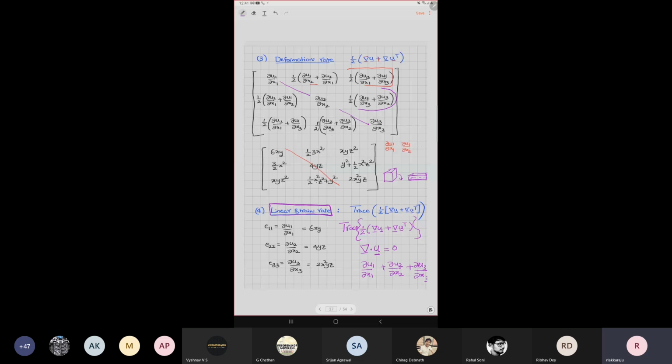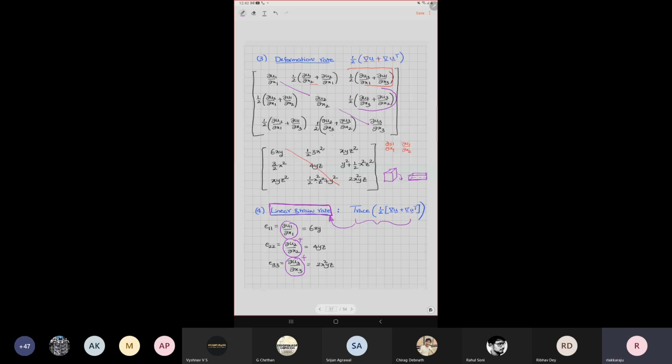But if I would like to explicitly calculate linear strain rate, what I am supposed to do is calculate the trace of the symmetric part, which is half of del U plus del U transpose. This one we call linear strain rate. So calculate del U1 by del X1, del U2 by del X2, del U3 by del X3, add them up. Then you will get linear strain rate.